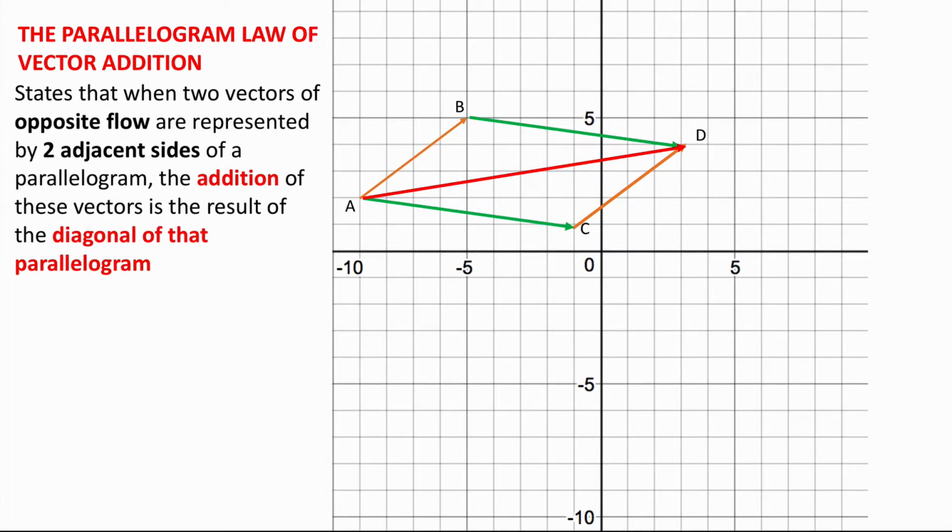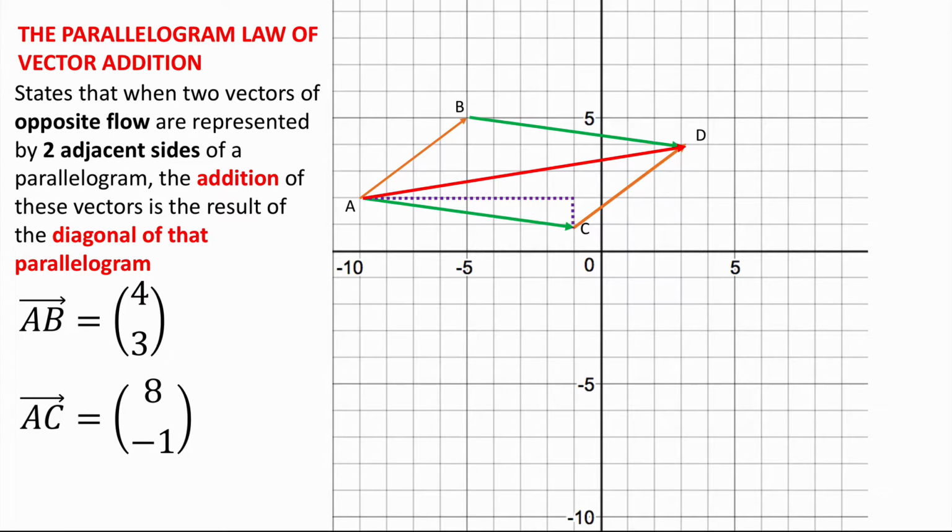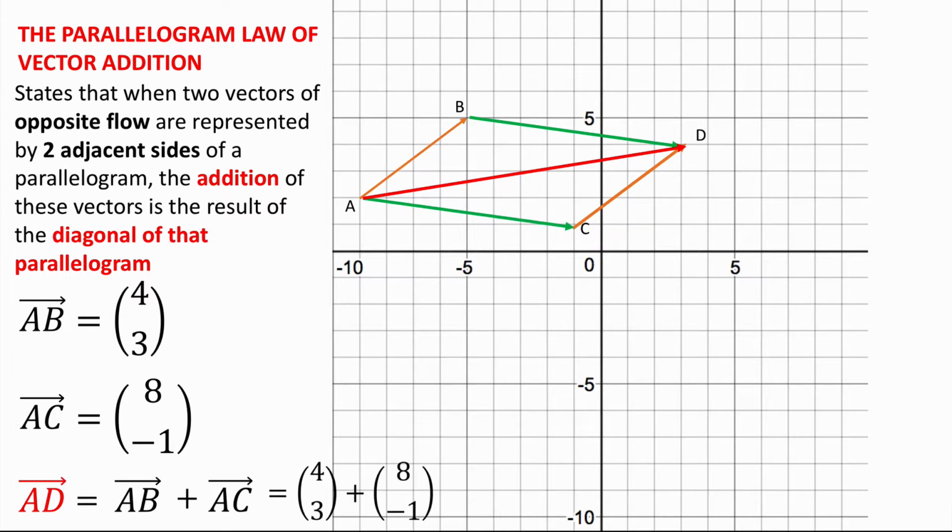So when we add AB to AC, we get AD. So the law states that when two vectors of different flow, which were AB and AC, are represented by two adjacent sides of a parallelogram, the addition of those two vectors is the result of the diagonal of that parallelogram, right? So we know that AB is 4, 3, and AC is 8, -1. So when we add these two vectors together, we get 4, 3 plus 8, -1, which is 12, 2. And as you can see in the diagram, we go 12 units to the right and 2 units upwards.